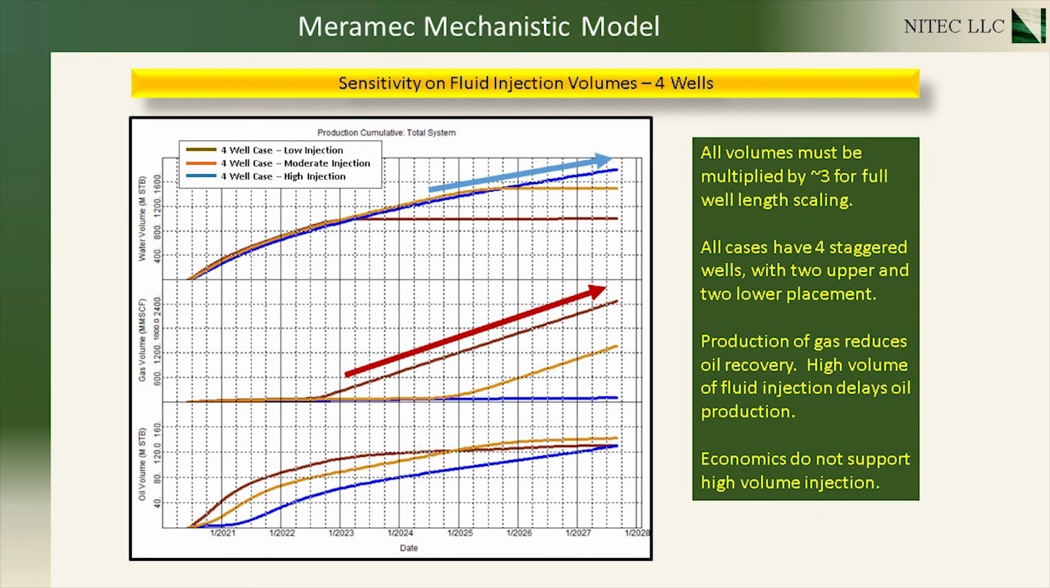When placing 4 wells in the Meramec system, again with 2 in the upper zone and 2 in the lower zone, with low, moderate, and high injected water volumes, we observe comparable volumes of oil for all 4 cases in a 5-year time horizon, and a significantly larger volume of flowback water in the higher injection volume cases. This system does not benefit from a high injection volume.